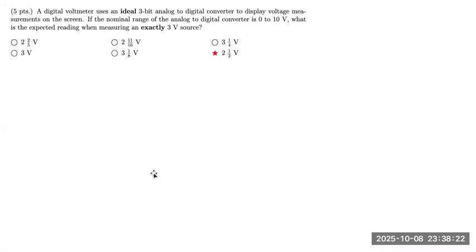A digital voltmeter uses an ideal 3-bit analog to digital converter to display voltage measurements on the screen. If the nominal range of the analog to digital converter is 0 to 10 volts, what is the expected reading when measuring an exactly 3-volt source?